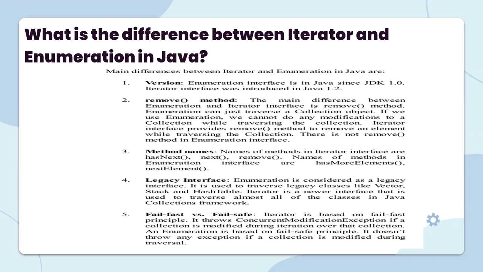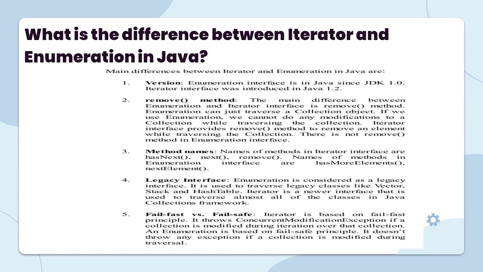The iterator interface provides the remove method to remove an element while traversing the collection. There is no remove method in enumeration. What does that mean? The remove method is not available inside the enumeration interface, but it is available inside the iterator interface. You can remove an element if you want at the time of accessing.